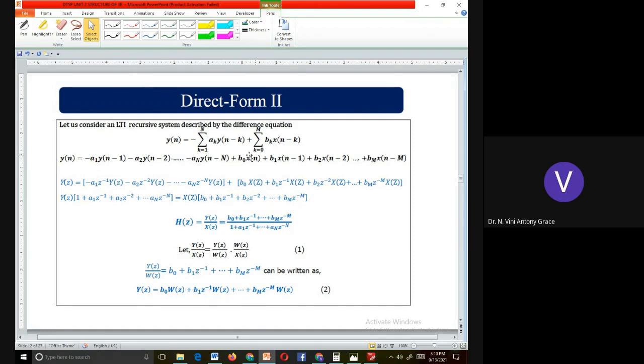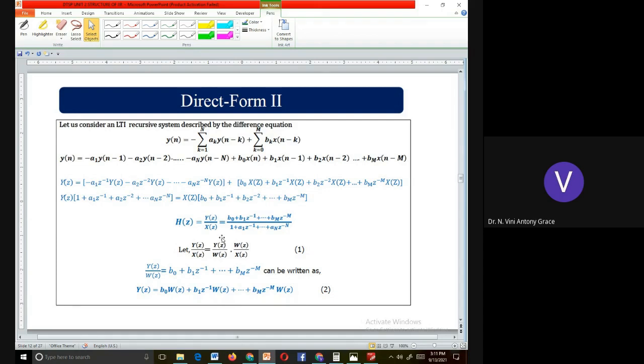So given the difference equation, we are taking the Z transform, expanding it, taking the Z transform on both sides. Group all the terms with y on one side and all the terms with x on the other side. We have grouped the x term and y term separately. We have taken X of z and Y of z as common and grouped it. And then in the next step, we have to find the transfer function. So finding the transfer function is the first step of direct form 2 structure realization.